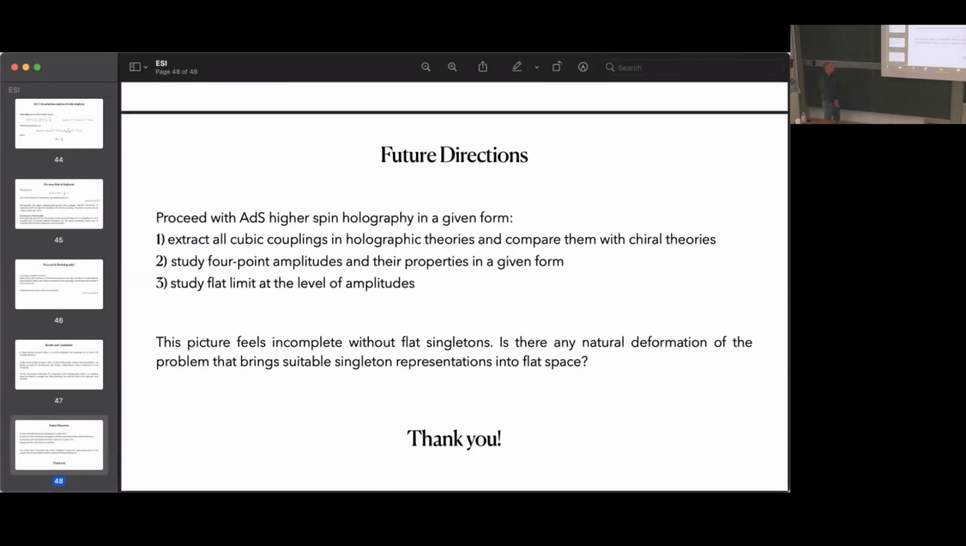So some future directions. I would like to proceed, as I explained at the very beginning, with what the program is. First rephrasing holography in AdS in this language, and then taking its flat limit. So irrespectively of whether holography exists or not, I suggested before that there is some kind of a well-defined procedure for how this limit should be taken. It's not clear whether the result is going to be consistent or not, but we will see. But irrespectively of whether it's successful or not, even if it's successful, this picture is somewhat incomplete without a flat singleton. And it would be interesting to think how one can expand the framework so that a suitable singleton representation does occur. Okay, thank you.